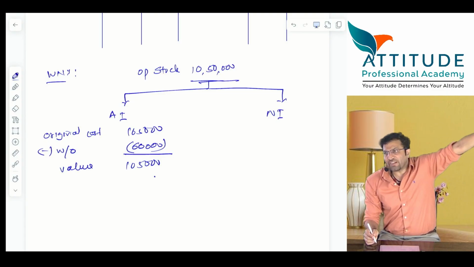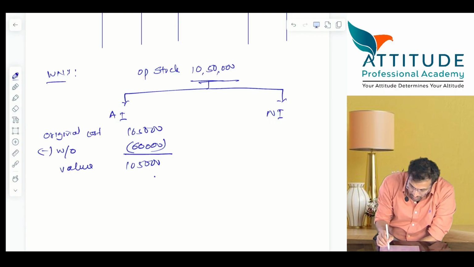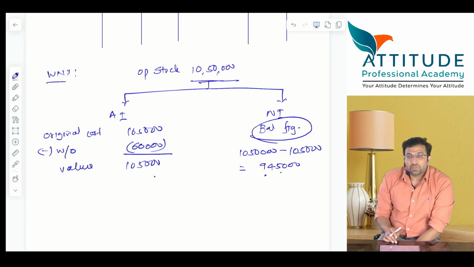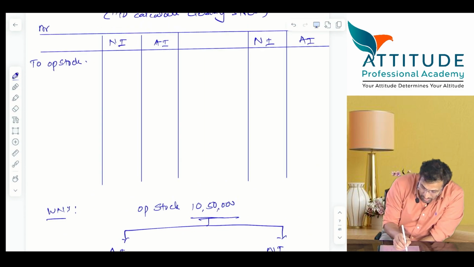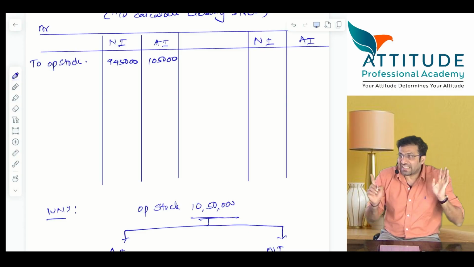When it is already written off last year, means उसका value 1,05,000 रहेगा ना. Now tell me what is normal item? Normal item is balancing figure. Bal fig. That is, tell me, 10,50,000 minus 1,05,000? कितना आएगा? 9,45,000 is normal item. ठीक तो? इधर आओ. Normal item 9,45,000. Abnormal item 1,05,000. Don't take 1,65,000 because it is already written off. Total मिला के 10,50,000 आना चाहिए.